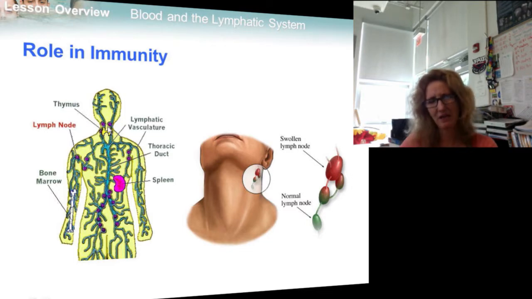The swollen glands are symptoms of certain kinds of infections, or actually the swollen lymph nodes, like we have when we get our swollen throats. As you can see there.